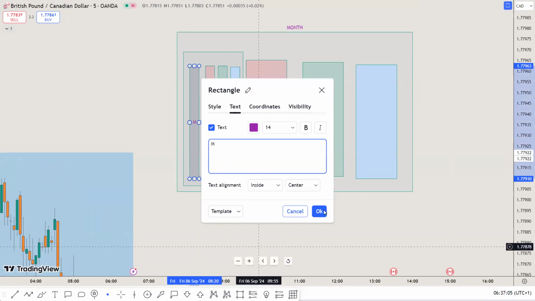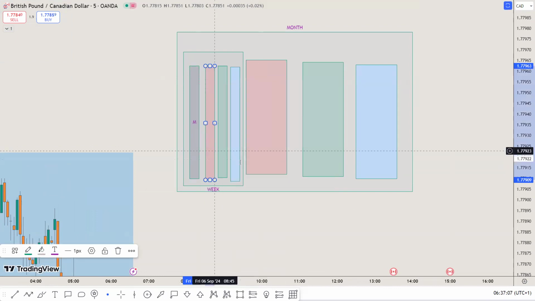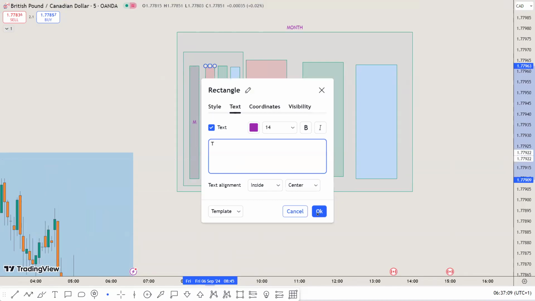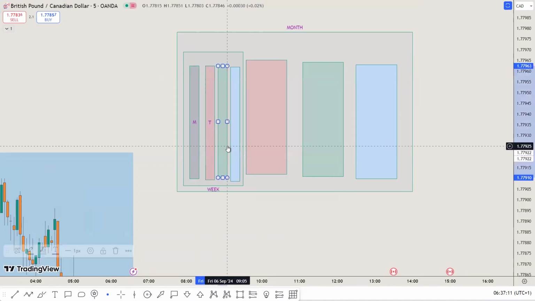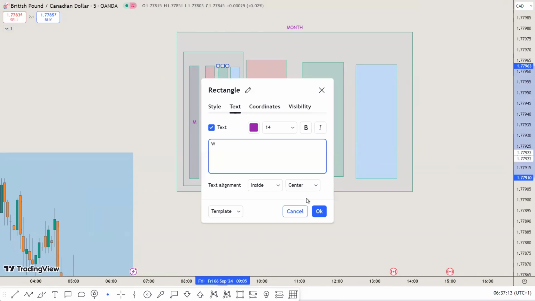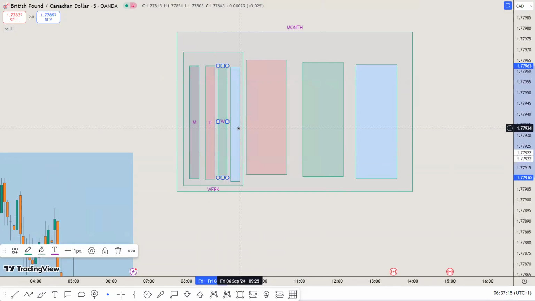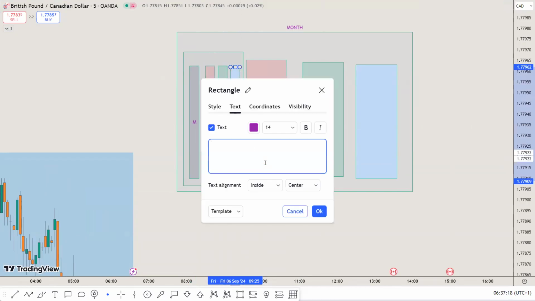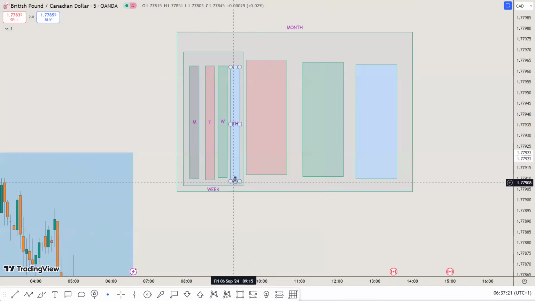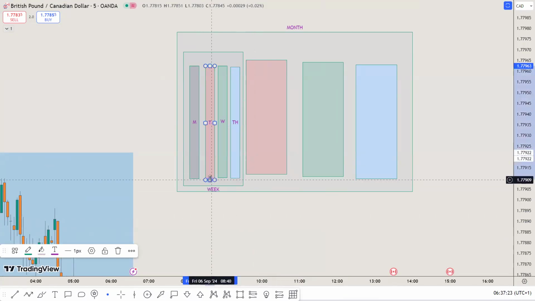Monday, Tuesday, Wednesday, and what? Thursday. Now, why is this information important? Guys, why is this information important?